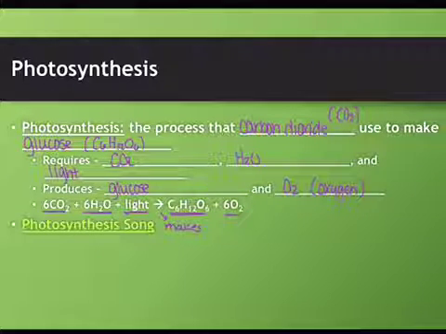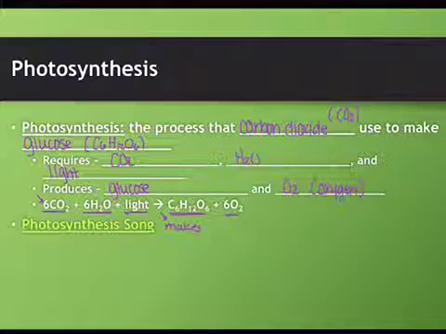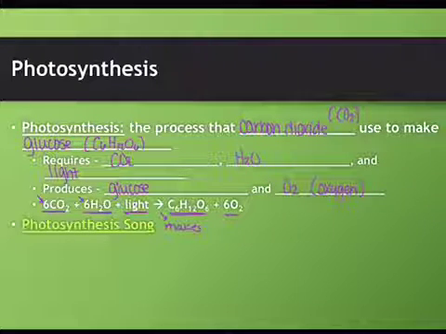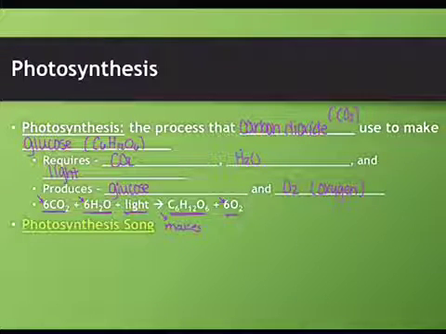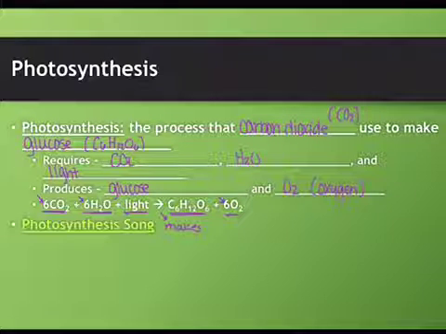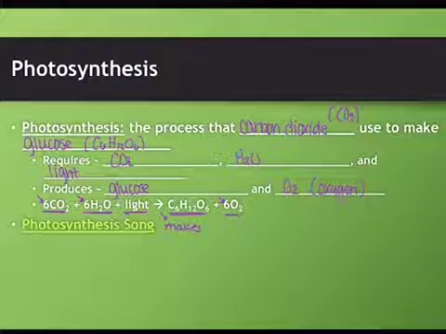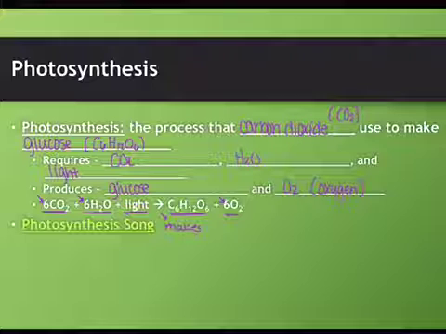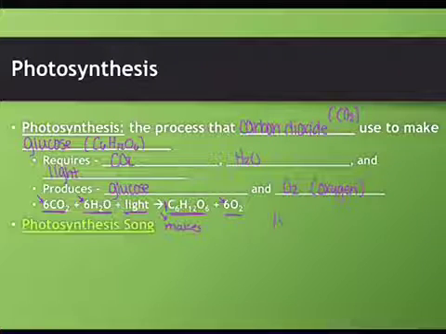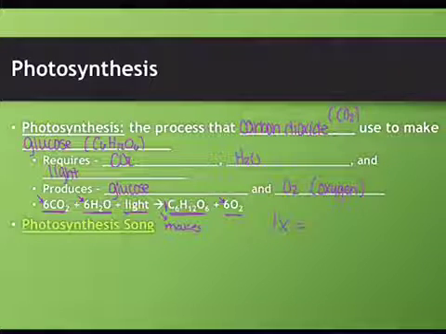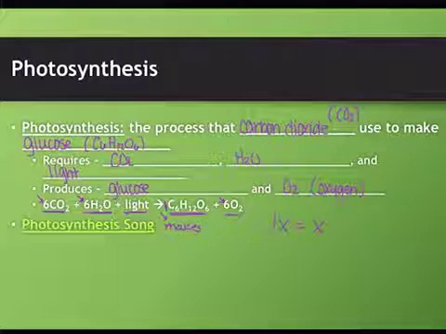So a couple things to note is that we've got these numbers out front, and that just tells us how many molecules of that compound we need. So we need 6 molecules of carbon dioxide and 6 molecules of water, and that makes 1 molecule of glucose. So notice we don't write the 1. It's kind of like in math class. If you have 1x, you just write it as x. And then we need 6 molecules of oxygen.